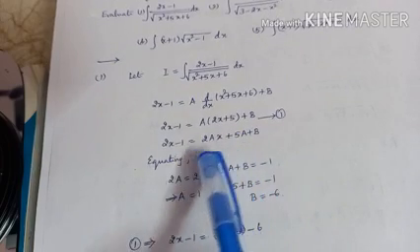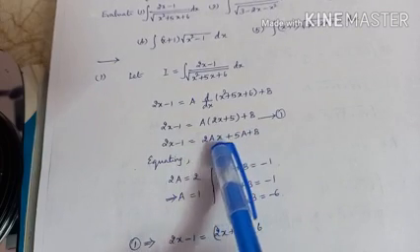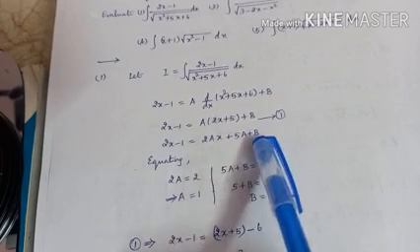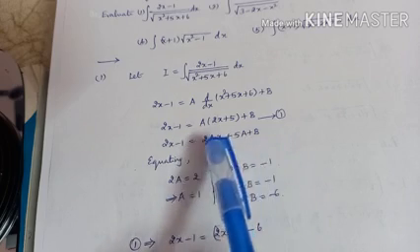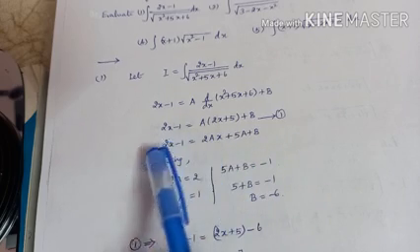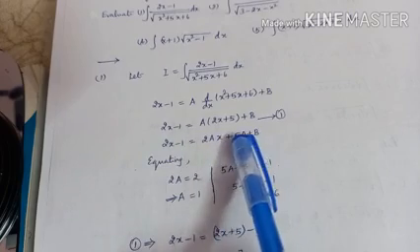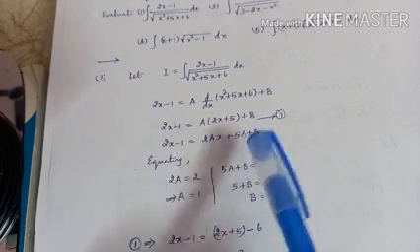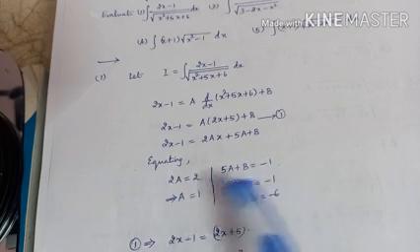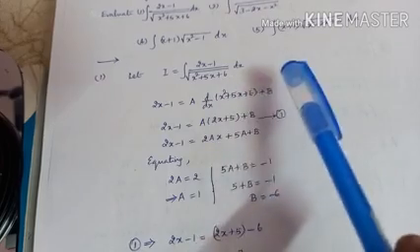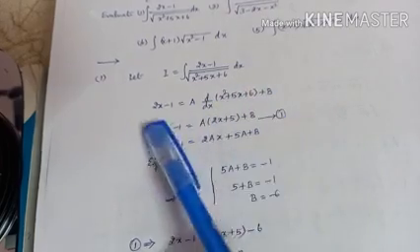So let us equate the coefficient of x and constant. Let us equate the coefficient of x, which is 2A. Only 2A. 2A is equal to 2. Then constants: 5A plus B equal to minus 1. After finding A, substitute here, you will get B. After finding A and B, substitute it here. Where will we substitute? In this equation.